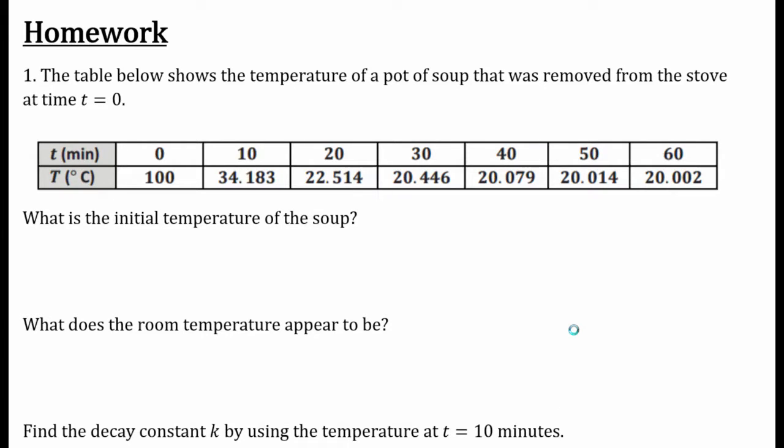Number 1. The table below shows the temperature of a pot of soup that was removed from the stove at time t equals 0. What's the initial temperature of the soup? Well, the initial temperature is when I took it off the stove: 100 degrees Celsius.